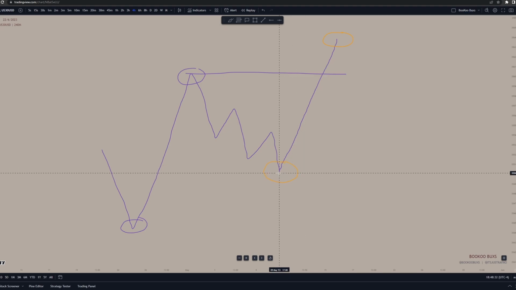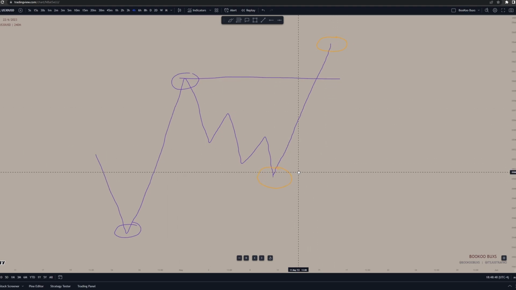So therefore, this has to be a structure higher low up to a structure higher high, right? That's what I was saying. Exactly. Is that wrong? No, you're good. I'm just making sure we're on the same page. Correct. So here, that's my new structure higher low up to a higher high.